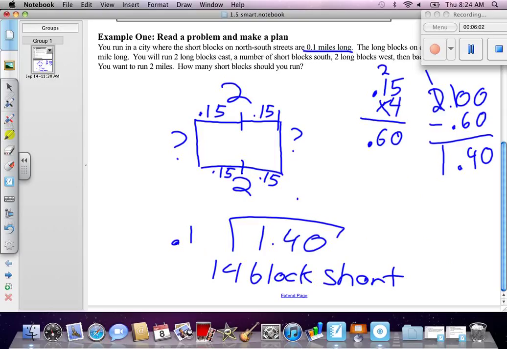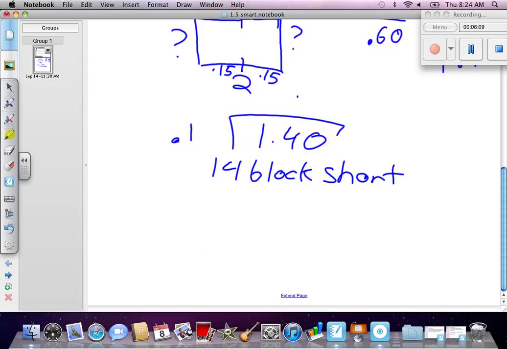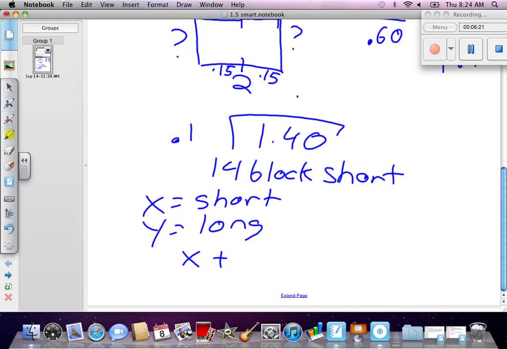Instead of that, I'm going to write it as an equation, because we're going to have to get to that point. I know that I'm going to have short and I'm going to have long blocks, right? I want my short blocks plus my long blocks. Now my short I know are 0.1. I know my long are 0.15. And I know my total, I want to go 2 miles. See how I'm doing this? Is this making sense?